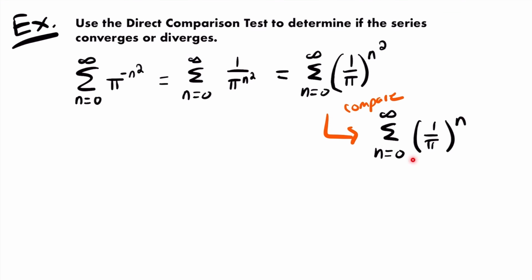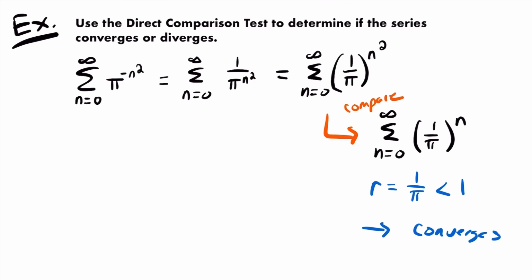And so this is a geometric series where the common ratio r is equal to 1 divided by pi, and 1 divided by pi is going to be less than 1. And so since the absolute value of the common ratio would be less than 1, we can say that this geometric series converges. All right, if that common ratio is greater than 1, then we would say it diverges. But in this case, it's less than 1, and so it converges instead.